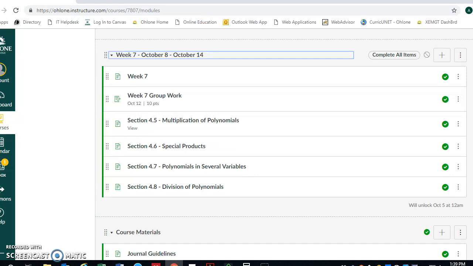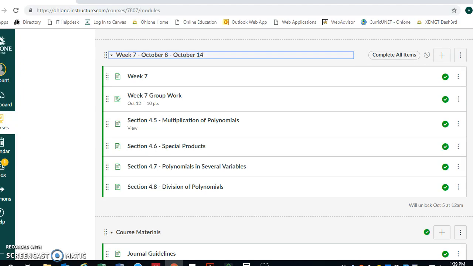The brute force method, the vertical method, and the box method. It doesn't matter to me which one you choose to work with. I just want you to try them all and see which one you're most comfortable with and which one gets you the right answer, and then choose to use that one. In the end, the only thing that matters is that you're getting the right answer.